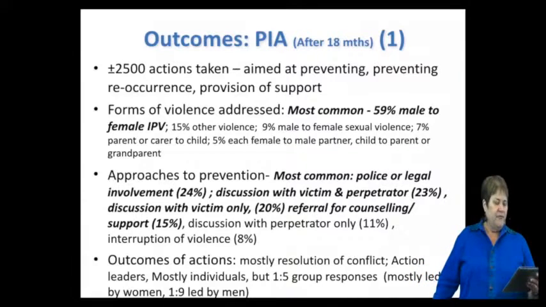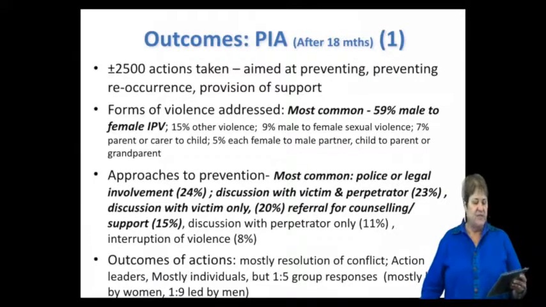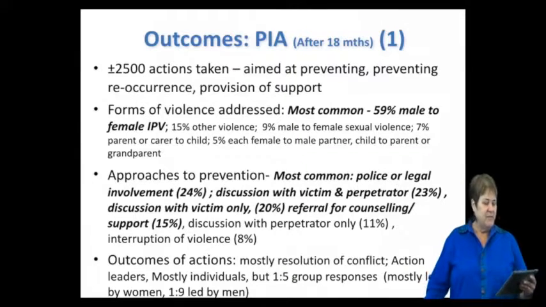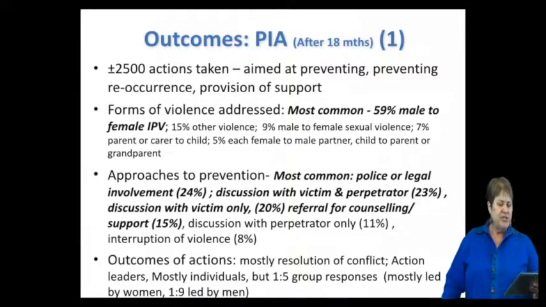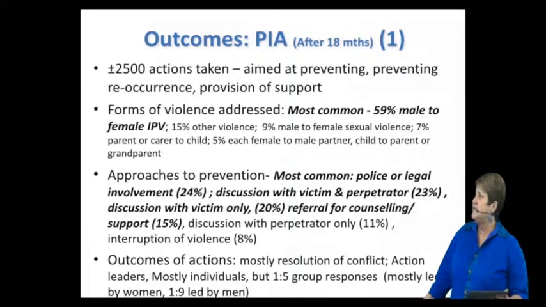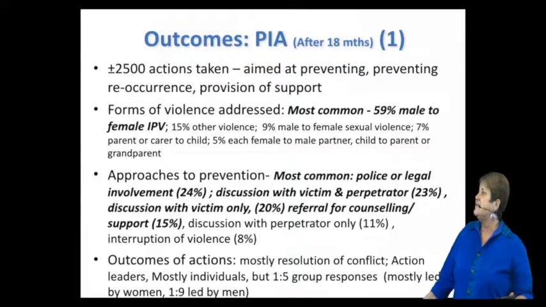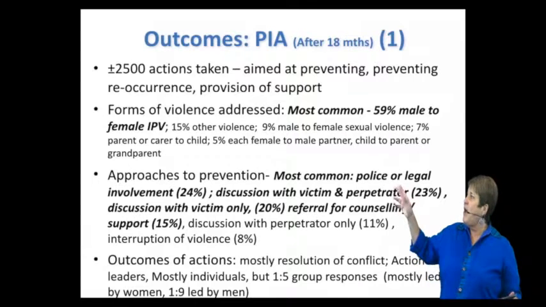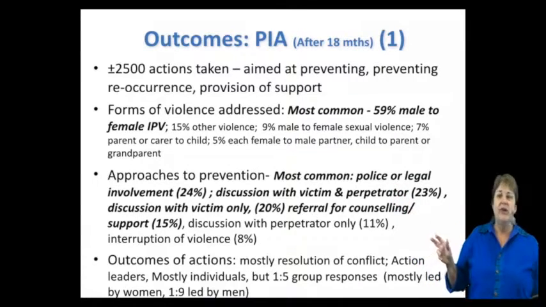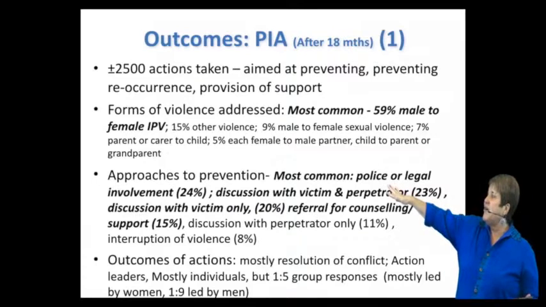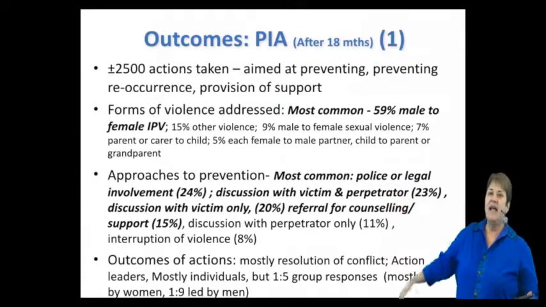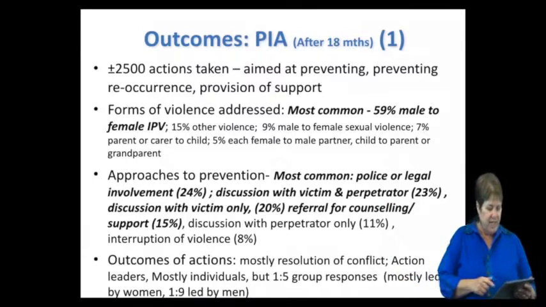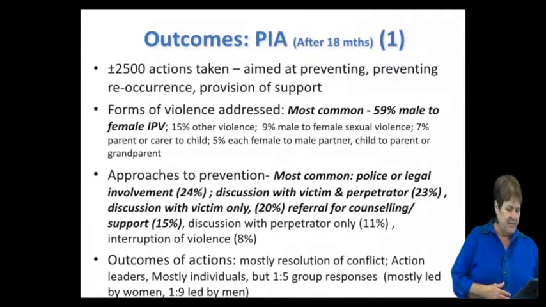The most common form of violence, which is to be expected, was male to female intimate partner violence. Approaches to prevention that were most common were either police or legal involvement, discussion with the victim and the perpetrator, discussion with the victim only, referral for counseling, discussion with the perpetrator only. So those were the most common. It was a little bit worrying that the most common is police or legal, which means that although there was a large amount of discussion with the victim and the perpetrator and other forms, it wasn't working altogether. But nevertheless, it was working to some extent.